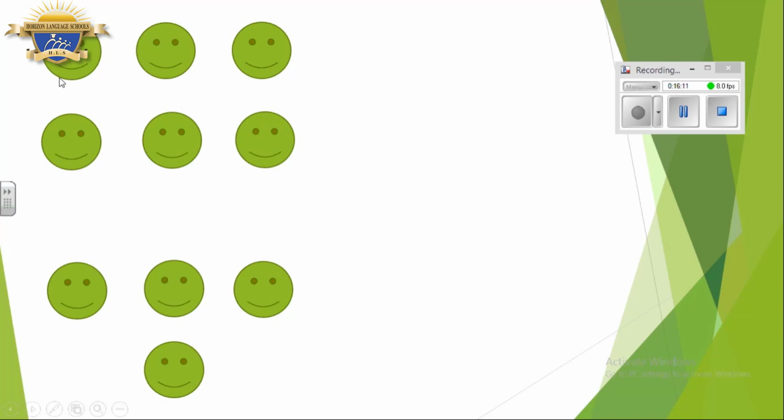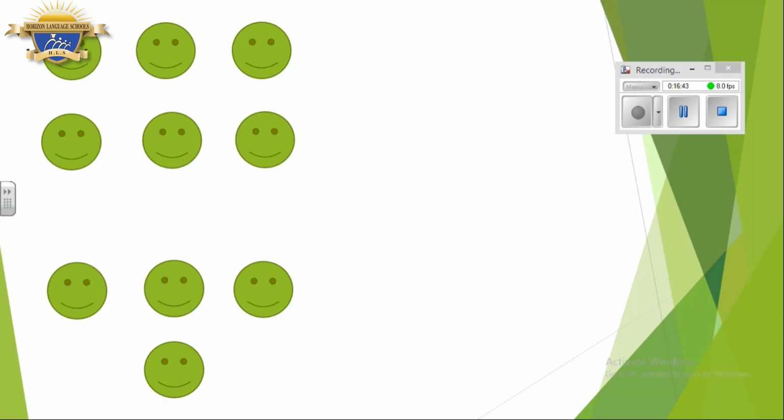The first picture I have here is a set of smiley faces, right? I have 3 smiley faces in the first row and 3 smiley faces in the second row. And I also have 2 smiley faces in the first column, 2 smiley faces in the second column, and 2 smiley faces in this third column.